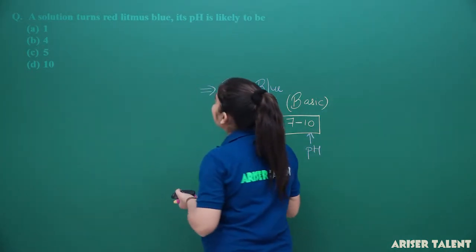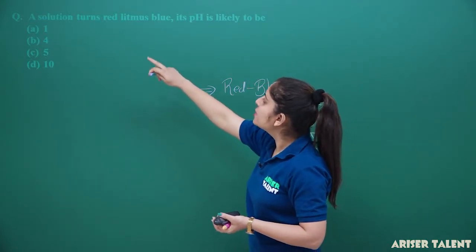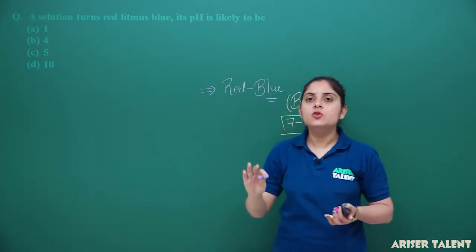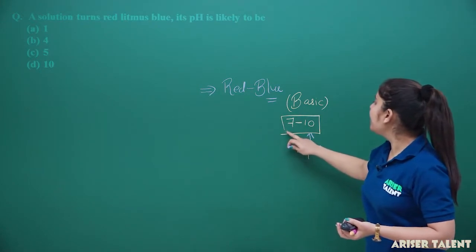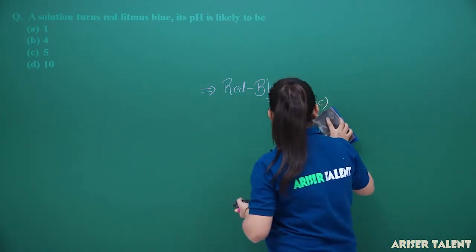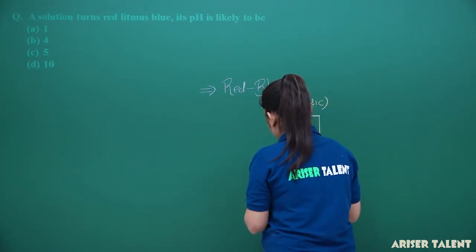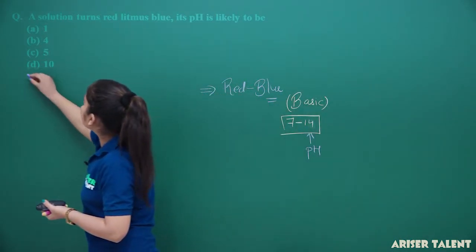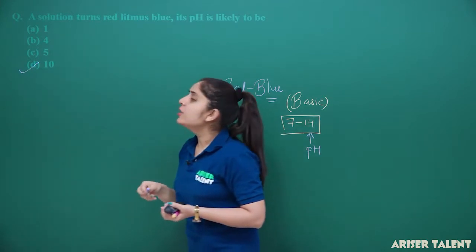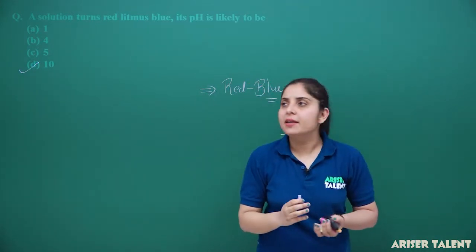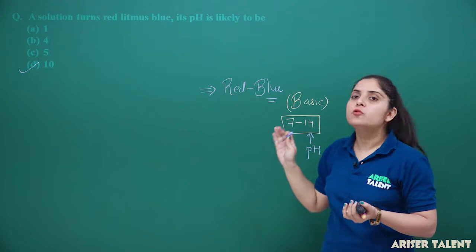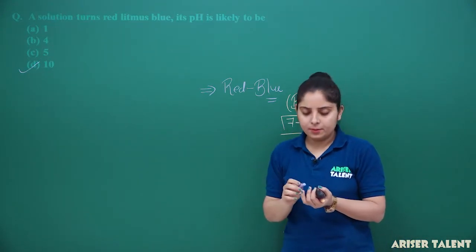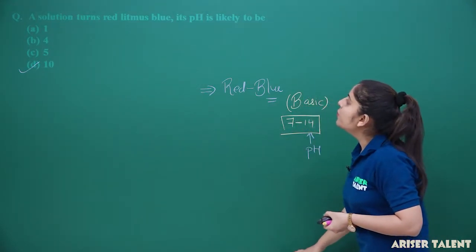So now what will happen in this case? We are provided with the options 1, 4, 7 and 10. The pH range which is lying between 7 to 14, so the correct option here will be option D. At option D, that is the pH value of 10, the substance will change red litmus to blue. Now, we are moving to our next problem.